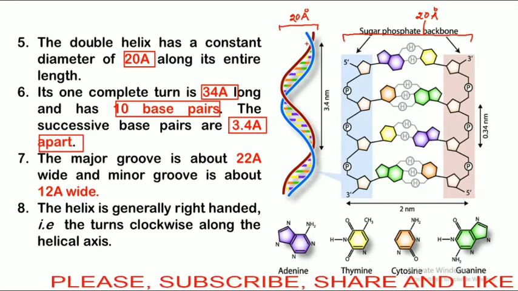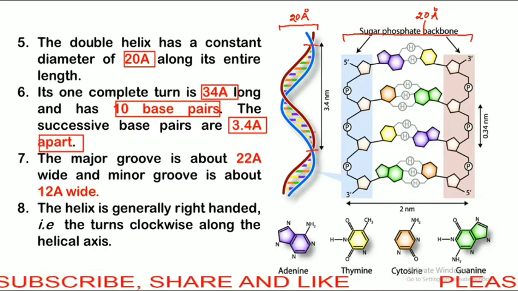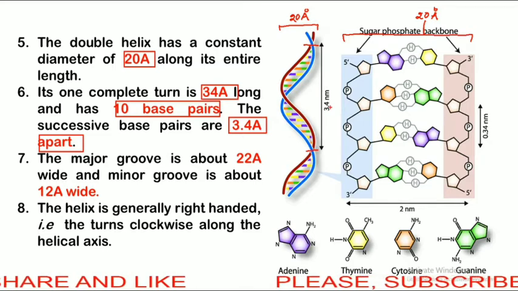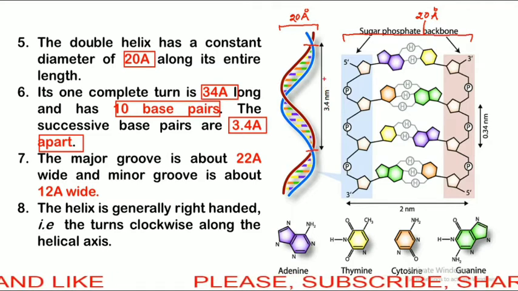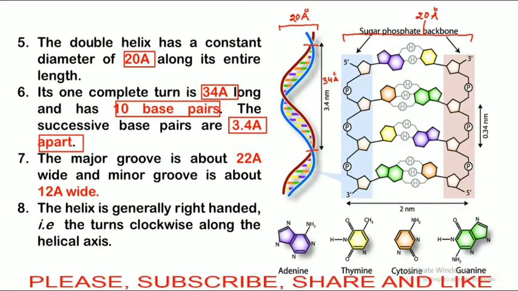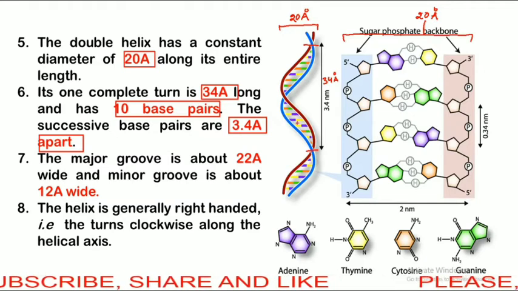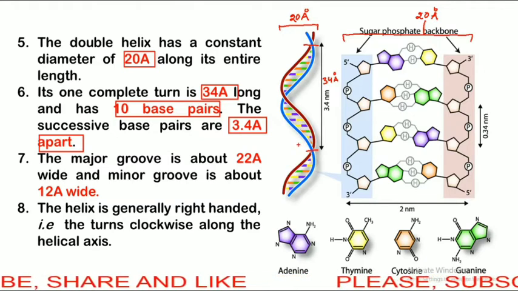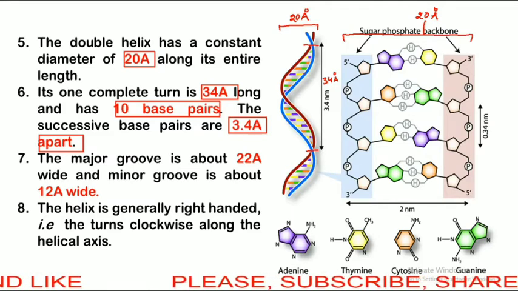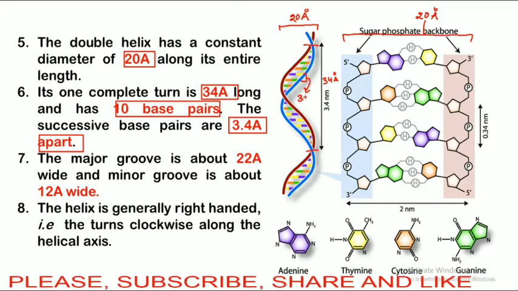This is one turn. From here to here, this is one turn, and the length of one turn is 3.4 nanometer or 34 angstrom. There are 10 stacks of base pairs present in one complete turn, and the distance between 2 stacks of base pairs is 3.4 angstrom.